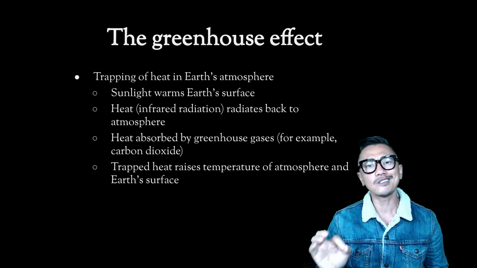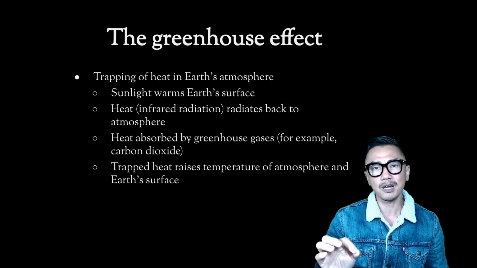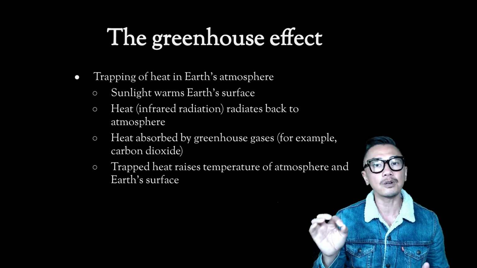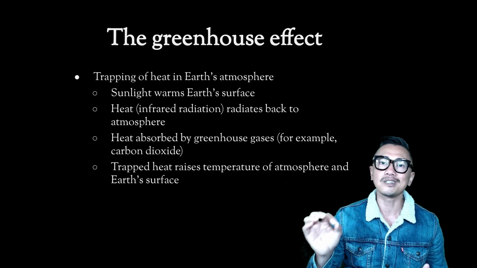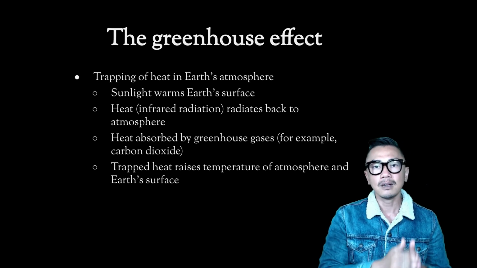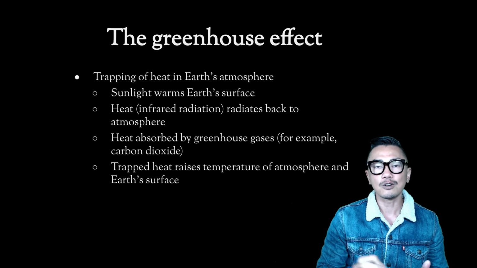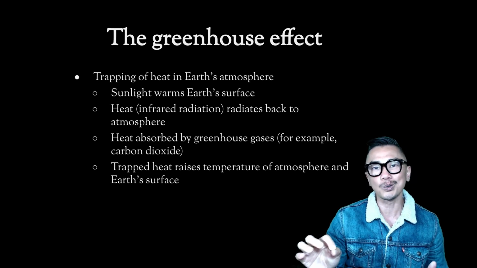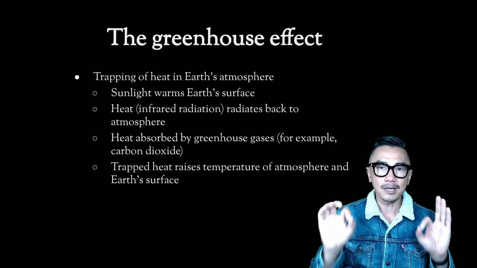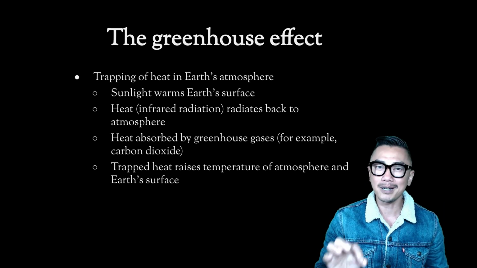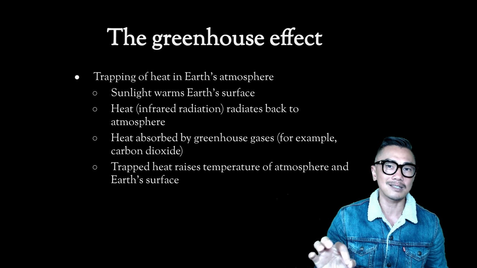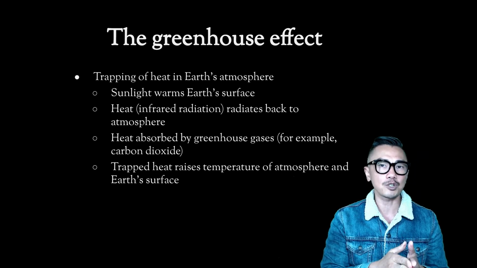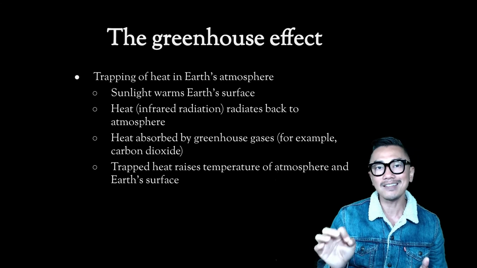Let's make sure we understand the steps of the greenhouse effect. First, sunlight makes its way through the Earth's atmosphere and warms the Earth's surface. The Earth's surface then radiates heat or infrared radiation back into the atmosphere. The heat is then absorbed by greenhouse gases like carbon dioxide. The trapped heat in the atmosphere raises the temperature of the atmosphere and the Earth's surface.